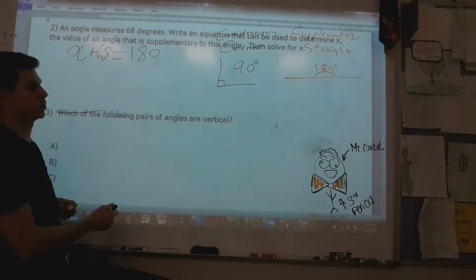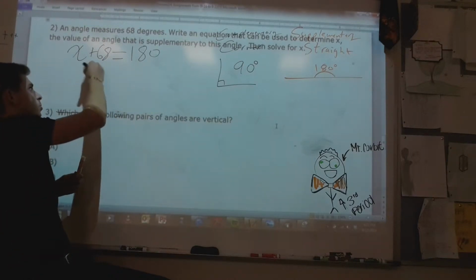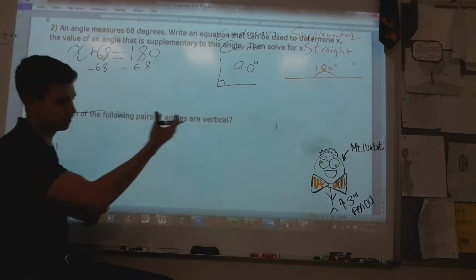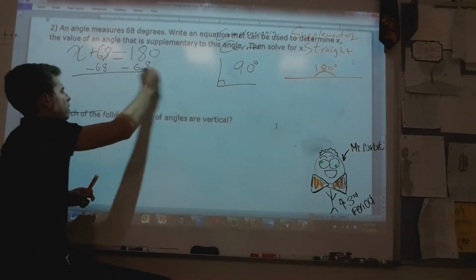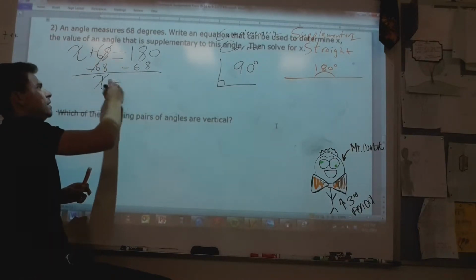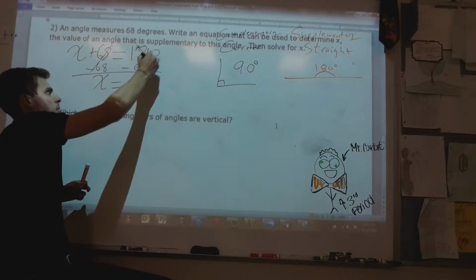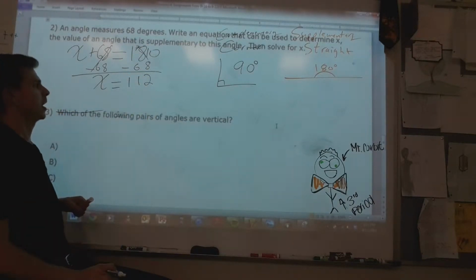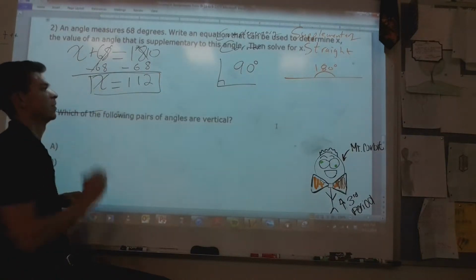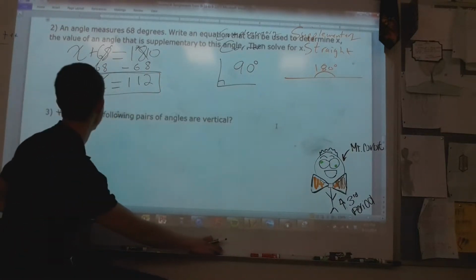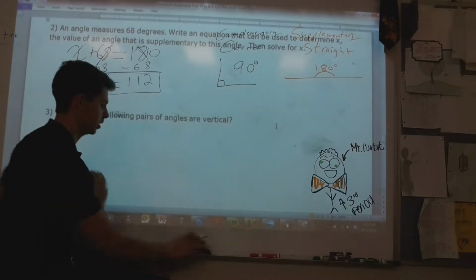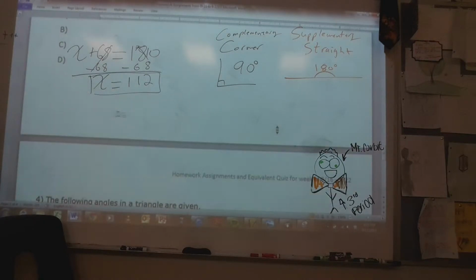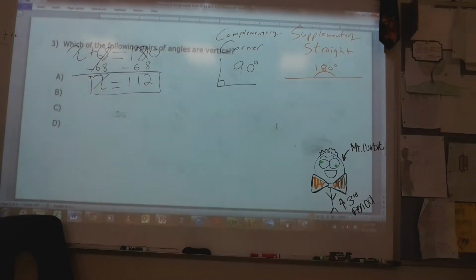Now, Mr. Corbett wants us to solve for x, so we're going to subtract 68 from both sides. What I do to one side, I must do to the other. These cancel. X is equal to 112. And that is my answer. Okay, now the next problem. Which of the following pairs of angles is vertical?